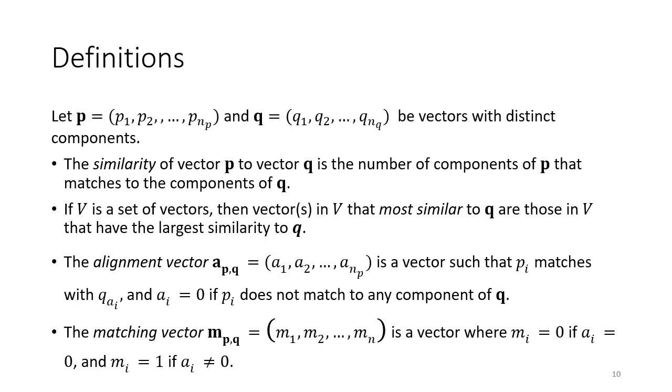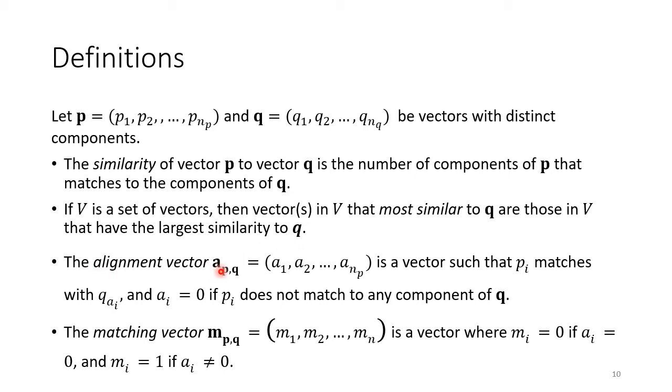Here we give some definitions. Let P and Q be vectors with distinct components. The similarity of vector P to vector Q is the number of components of P that matches to the component of Q. If V is a set of vectors, then vectors in V that most similar to Q are those in V that have the largest similarity to Q.